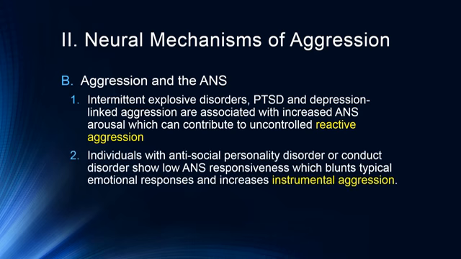Individuals with antisocial personality disorder or conduct disorder actually show lower autonomic nervous system responsiveness, because this blunts their typical emotional responses, because their autonomic nervous system is responding less. They have lower emotional responses. They're not as quick to anger or to think about the long-term consequences of the emotional effects of their actions, and so this can increase instrumental aggression. So that blunted autonomic nervous system responsiveness can be associated with things like antisocial personality disorder.